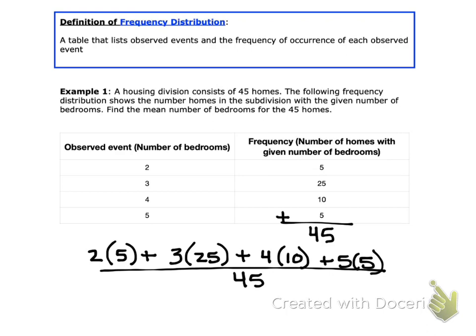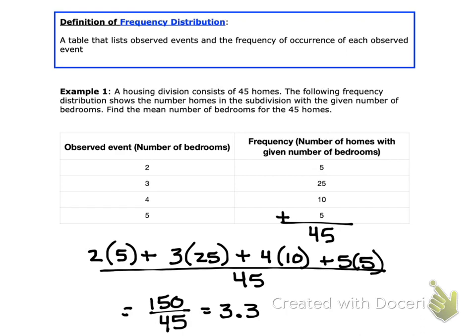So we have 10 plus 75 plus 40 plus 25. That gives us a total of 150. Essentially what we're doing is we're counting the number of bedrooms in the entire subdivision, okay? So 5 houses with 2 bedrooms each, there's 10 bedrooms there. We're adding up all the bedrooms. Now we're going to divide that by 45 to find that there's an average or a mean of 3.3 bedrooms in the subdivision.